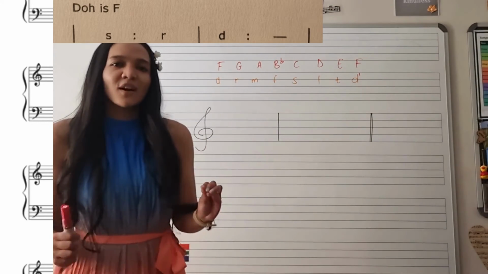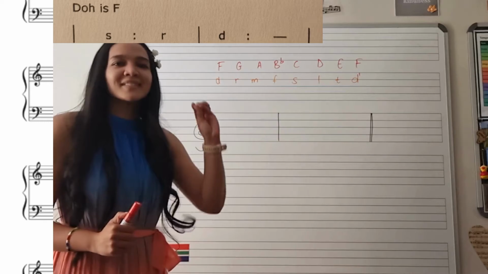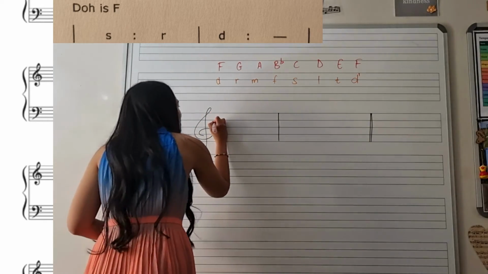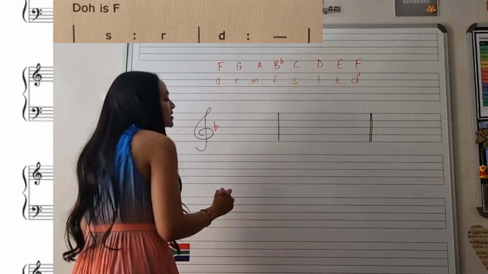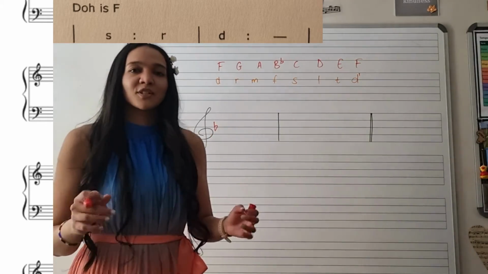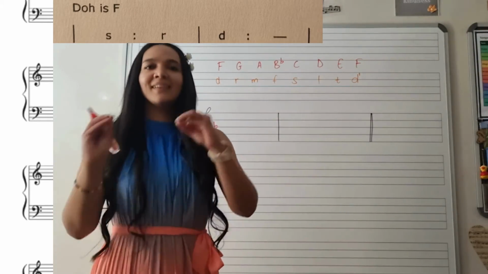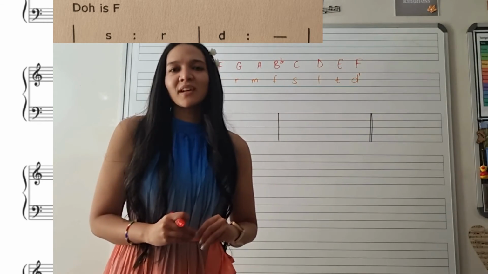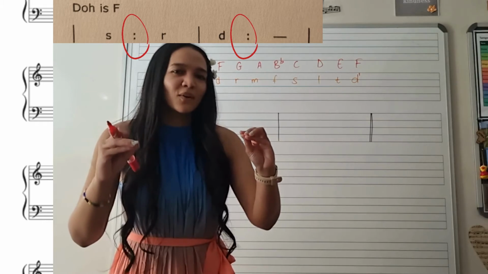Okay, so first things first, we need to put in our key signature as always. So they give us do is F, so we need to put in our B flat. Next, we need to put in our time signature. So it's key, time, key, time. Key signature, time signature.